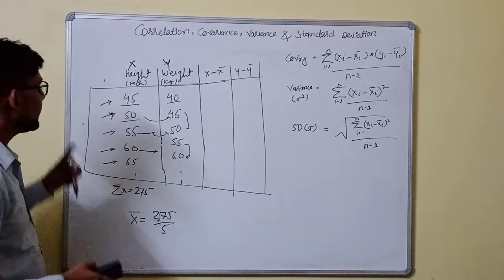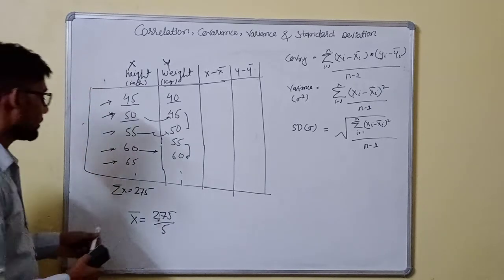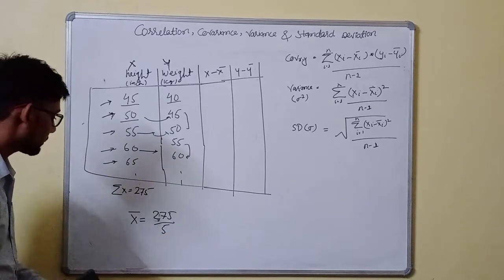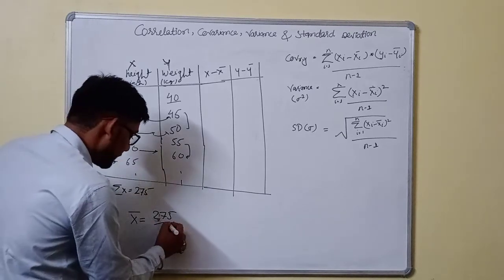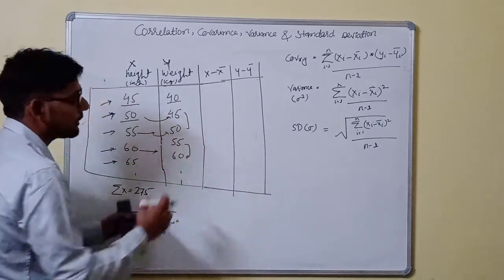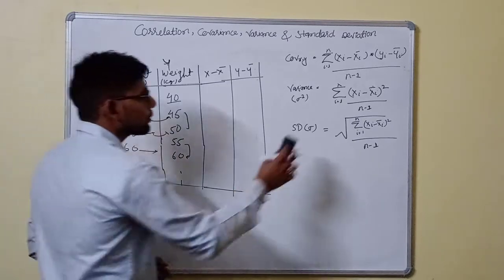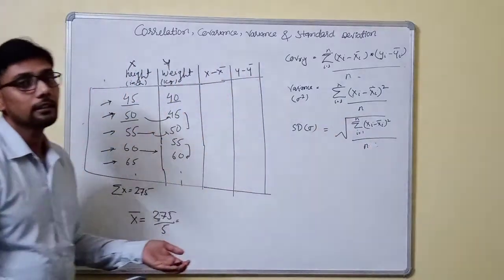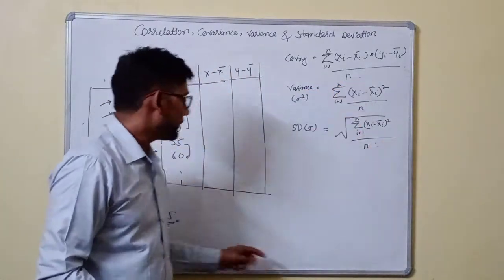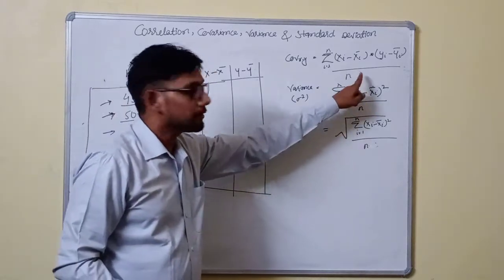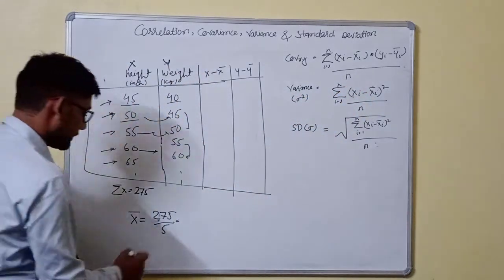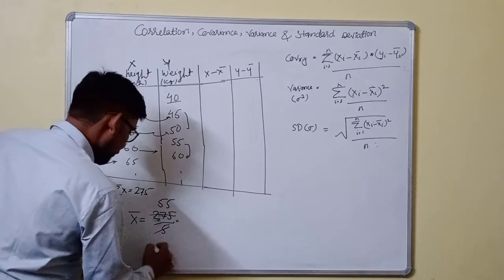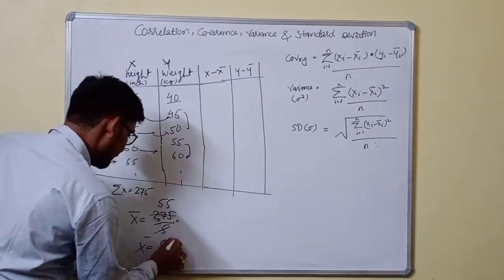Let's say that this is the population, this is not the sample, because if we divide by 5, it will be divisible, otherwise it will throw some float values. I don't want that. So let's assume it's the population, not a sample. If it's a sample, then the denominator is n minus 1. If it's the population, in the denominator you have only n, right? So x bar is equal to 55.